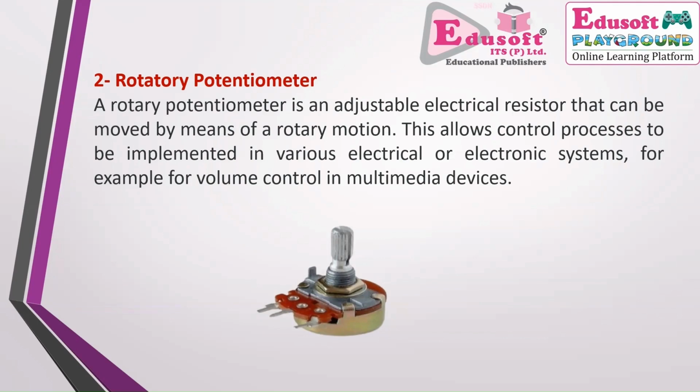There are some examples of this rotary potentiometer, like volume control on amplifiers, stereos, and other audio devices, and adjustable settings in electronic circuits for parameters like brightness or tuning. I think you have already seen this in a television or an audio device like a radio, where you can use this potentiometer.